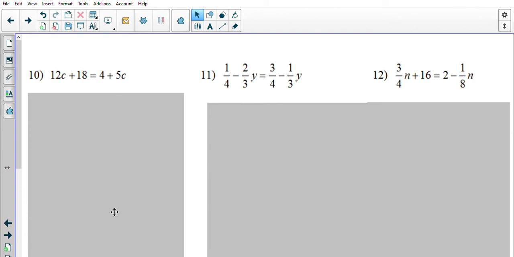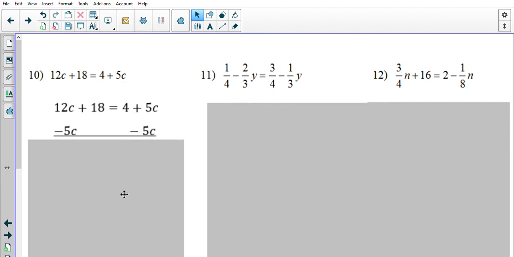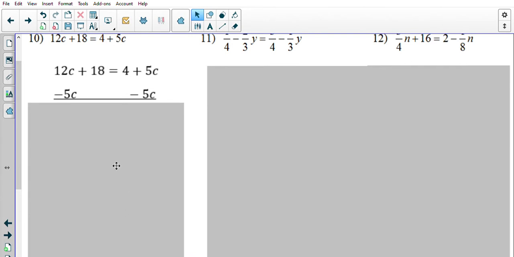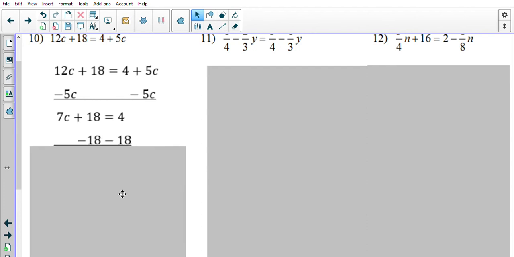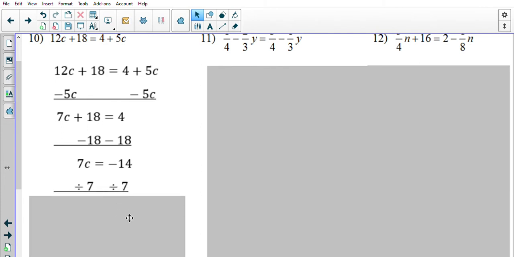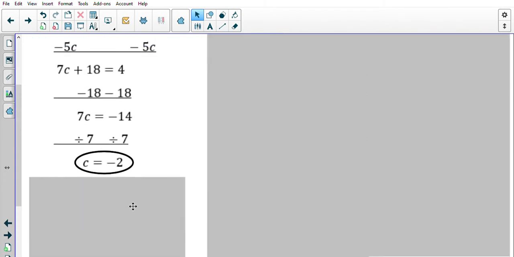We've got a 12c and a 5c. 5c is smaller, so I'm going to move that. It's positive. I'm going to subtract 5c from both sides. That's going to get me 7c plus 18 equals 4. Now it's just a two-step equation. Let's subtract 18 from both sides to get 7c equals -14. Let's finish this by dividing both sides by 7. Our final solution will be c equals -2.